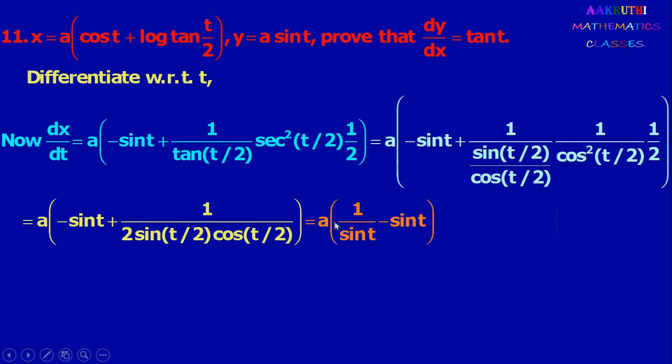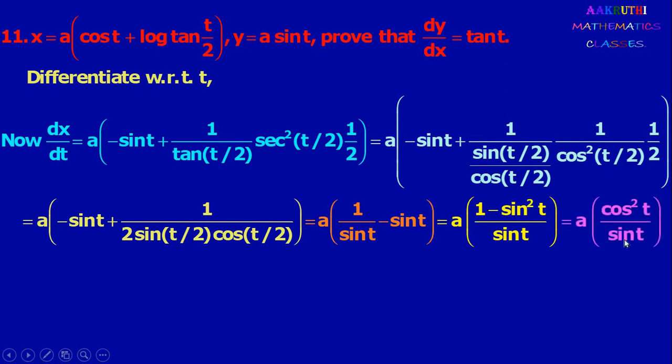Simplify this again. So we can take common denominator sin t. Therefore we can write a into common denominator sin t and it is 1 minus sin square t, so 1 minus sin square t divided by sin t. Again we can use identity: 1 minus sin square t is cos square t. So it is a into cos square t divided by sin t.